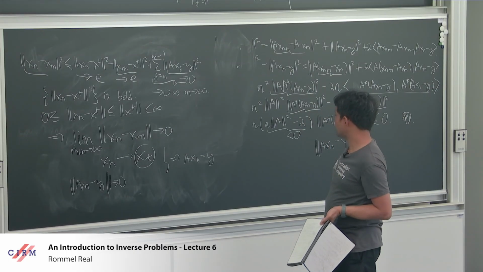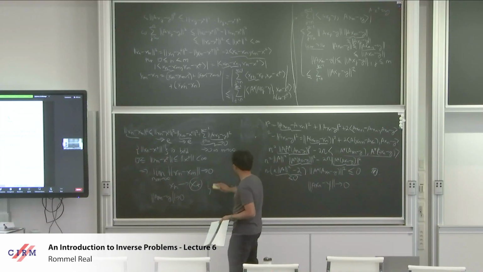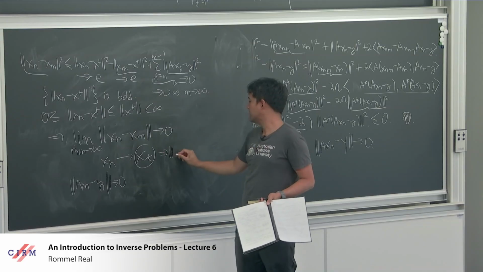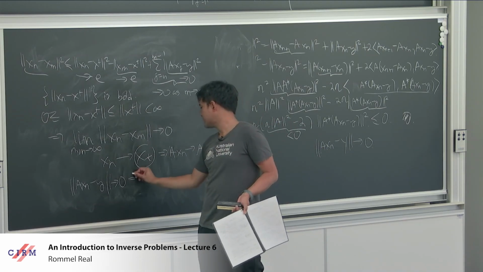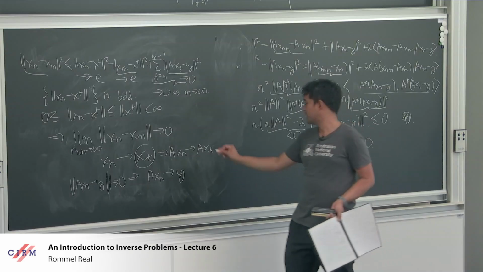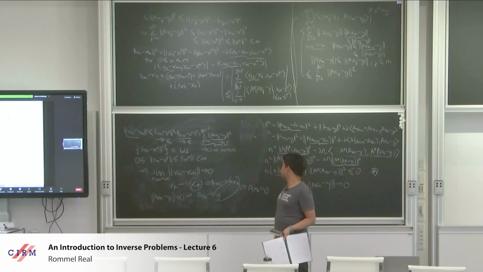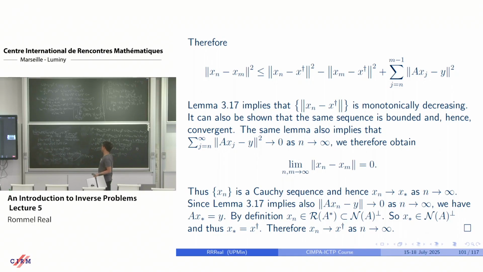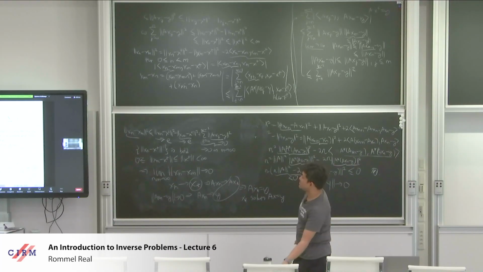Now, how does that work? It's like this. Because x_n goes to x star, it also follows that A x_n also converges to A x star. In fact, from this one, this is also equivalent to saying that A x_n converges to y. And by uniqueness of limit, this simply implies that their limits are equal. So therefore, A x star equals y. That means the limit of the sequence of iterates is actually a solution of the linear equation.